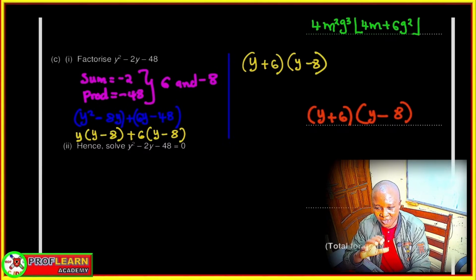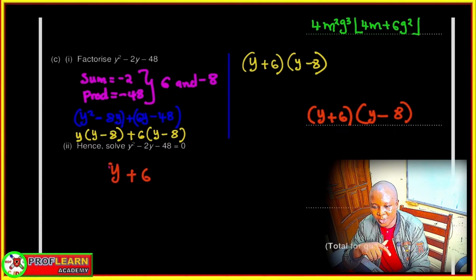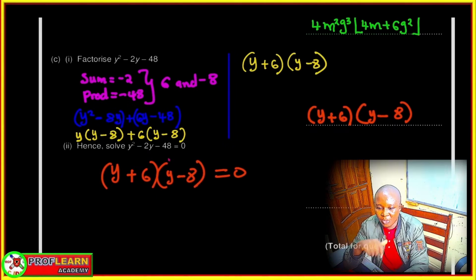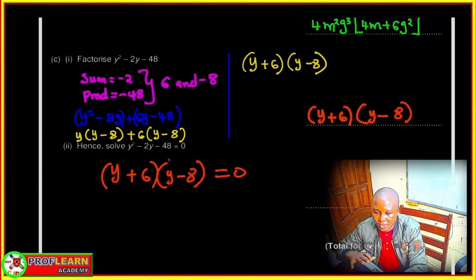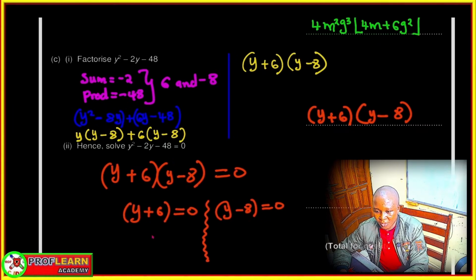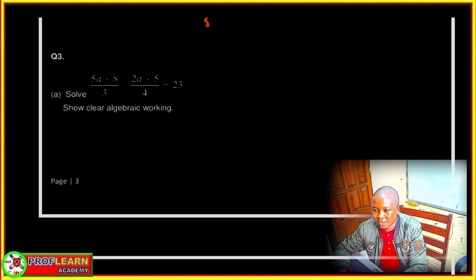Now, once you have gotten this one, for you to solve, you are going to take the factorized form that we have gotten up here so that we can equate that to 0. Then we are going to say that if these two, y plus 6 and y minus 8, equal 0, then it means that any of them is equal to 0. Then now we can take 6 to the other side and 8 to the other side. We shall have our solution as y is 8, or y is equal to minus 6.